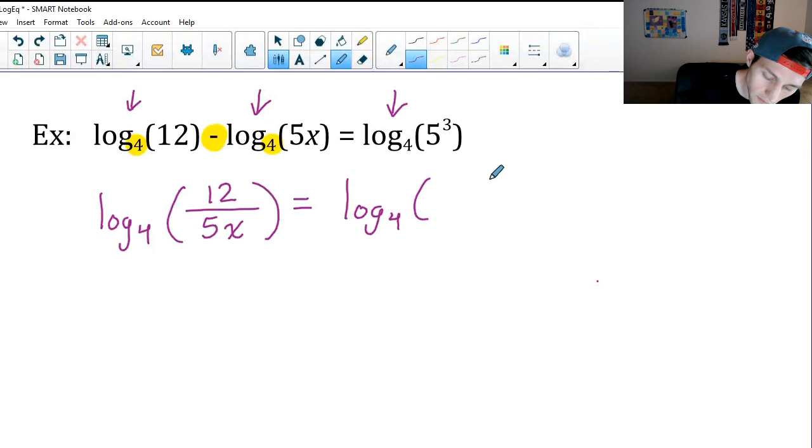Log base 4 of 5 cubed. I'll go ahead and calculate. 5 cubed is 125, so I'll just put 125 in here.